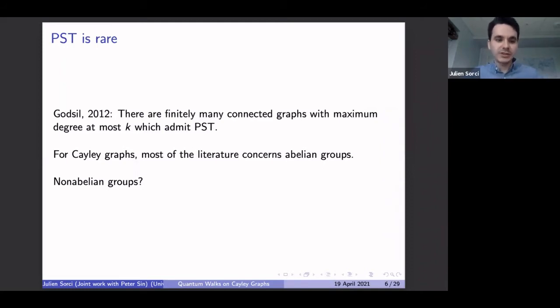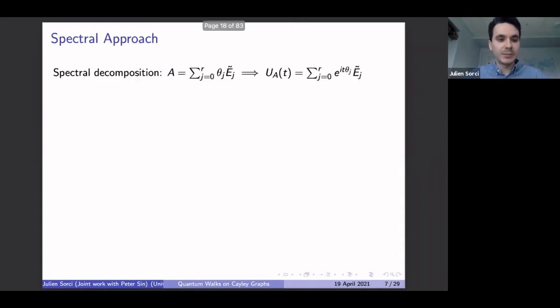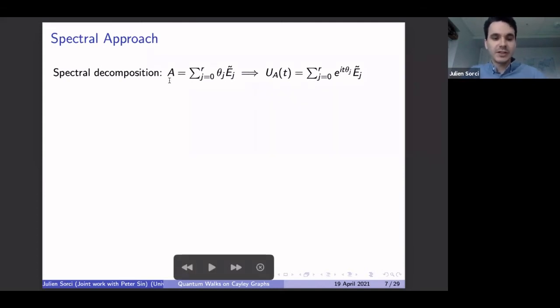Now, before I start talking about Cayley graphs of these non-abelian groups, I'd first like to go into some known results that we'll be using later on. So firstly, I'll describe this spectral approach that you could take to try to determine when a graph admits perfect state transfer. And so the main tool here is to utilize the spectral decomposition of your adjacency matrix. And so if the adjacency matrix of my graph is, say, A, then since it's a real symmetric matrix, we can always write it as a linear combination of projections onto the eigenspaces.